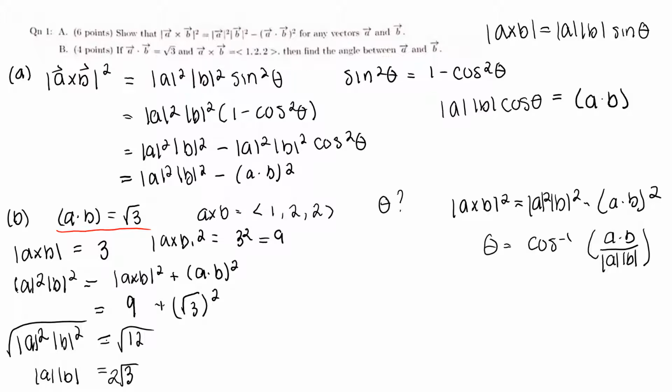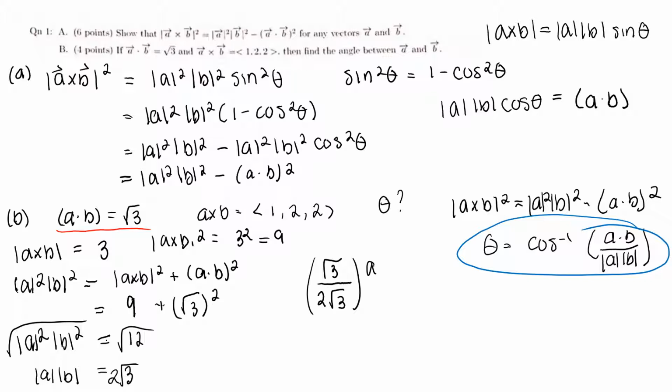So now we can plug that back into our equation that we have here. So now we know what a dot b is, and we know what the product of the magnitudes is equal to. We just take this and we do the inverse cosine. And the inverse gets us theta equals 60 degrees.